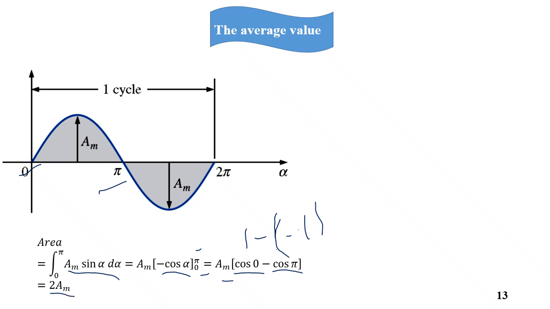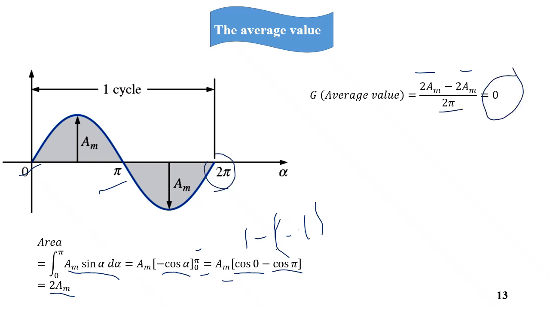Then we have the area equals 2 I maximum. The positive area equals I maximum times 2, and the negative area equals I maximum times 2 with the negative sign, and we divide by the length of the curve, which is 2 pi, the periodic time. Then the average area equals 0, as the positive area equals the negative area. Then the average value of the sine or cosine wave equals 0.